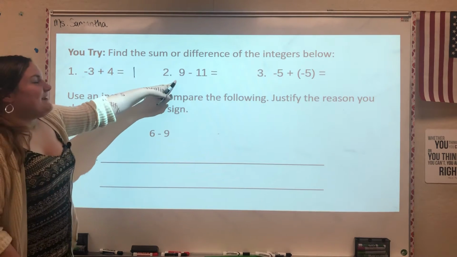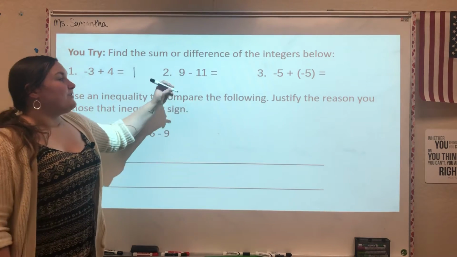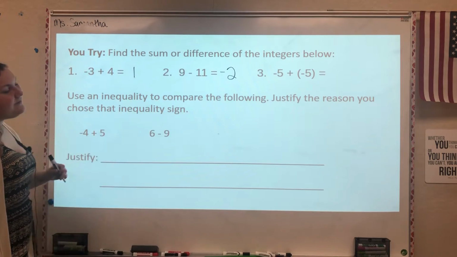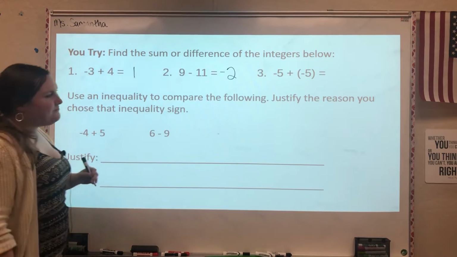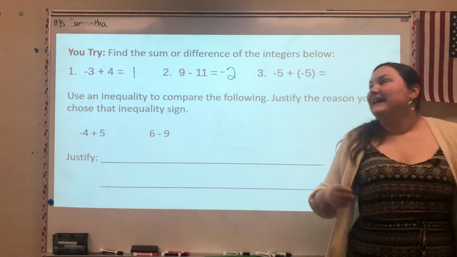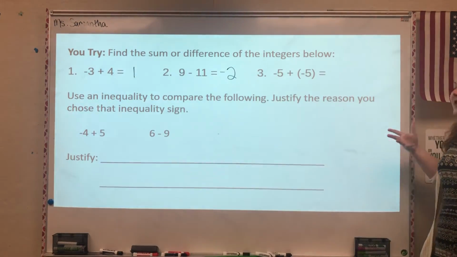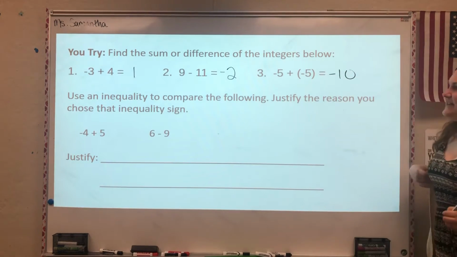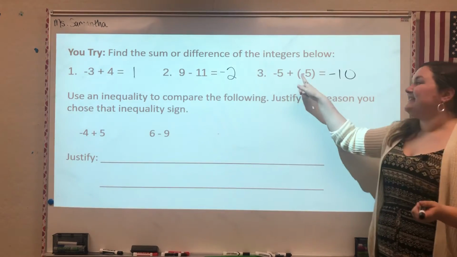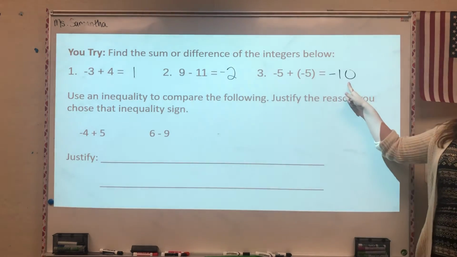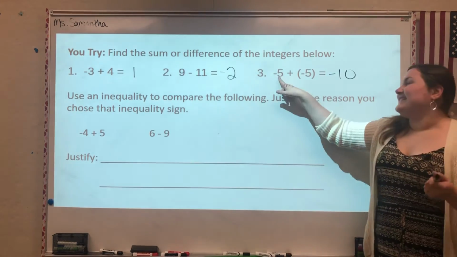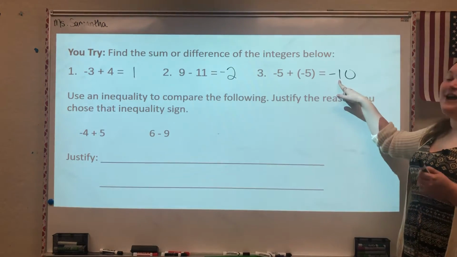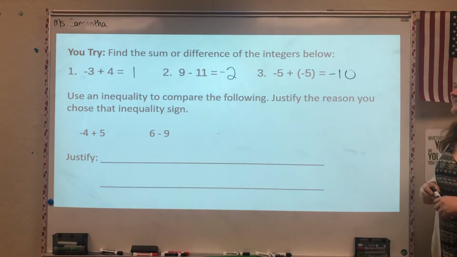The second one, 9 minus 11, we're subtracting a larger number, which would leave you with a negative. It would be -2. Number 3, we've got -5 plus -5. Here they are both negative, so we're just getting a larger negative number. You would want to add them and keep the negative sign. If you're using your rules, they have the same sign, so we're adding and keeping the sign. If you're thinking about money, this says I owe $5. Now I owe another $5, so I owe a total of $10.